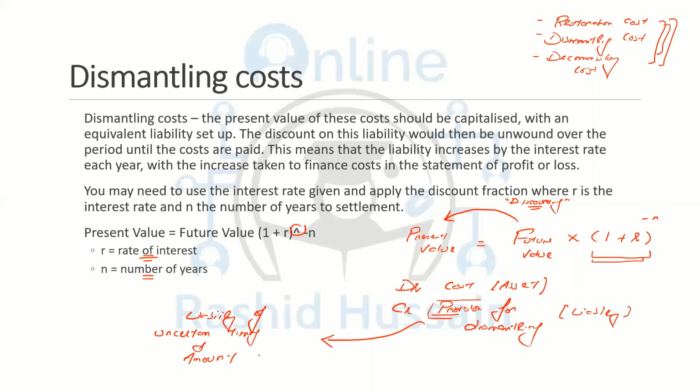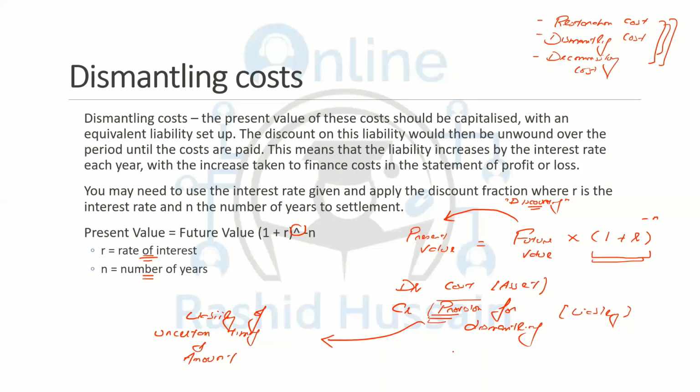A provision is a liability of uncertain timing and amount. I know that after a certain number of years I'm going to dismantle it, but maybe I do not have the correct idea exactly how much I'm going to spend on this dismantling. So it's the uncertain amount. That is why we call it a provision.